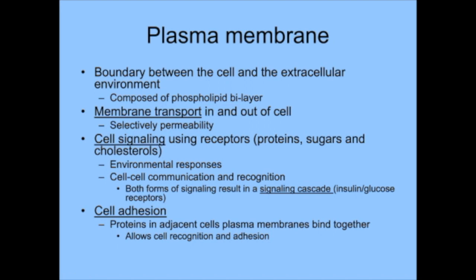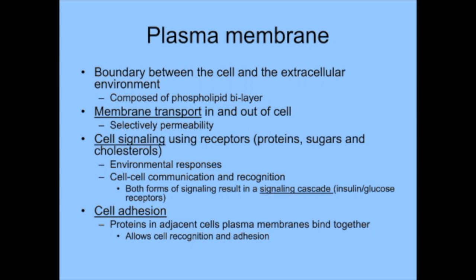We want to make sure that we have good reflexes and responses. Cells communicate with each other, and they also need to recognize each other. Both forms of cell communication and recognition and environmental responses create what's called a signaling cascade. Like I said, insulin and glucose receptors. So when glucose comes into the body, we know that we need to produce some insulin. And so the pancreas receives that glucose signal and starts pumping out insulin to assist with glucose metabolism.